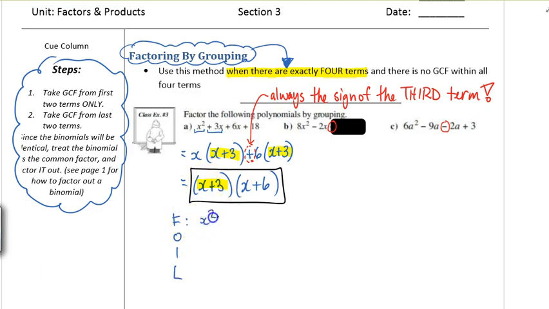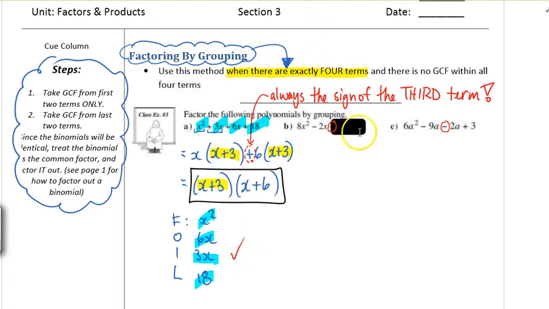First is x squared. Outer, 6x. Inner, 3x. Last, 18. And take a look. X squared, 3x, 3x, 6x, 18. We are good to go.